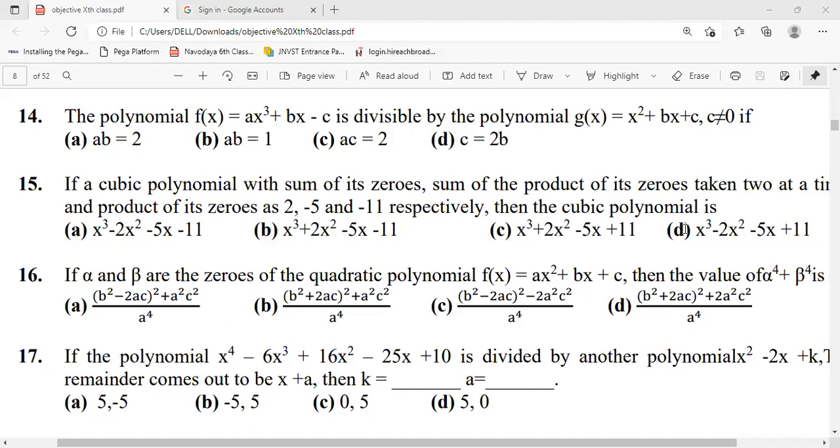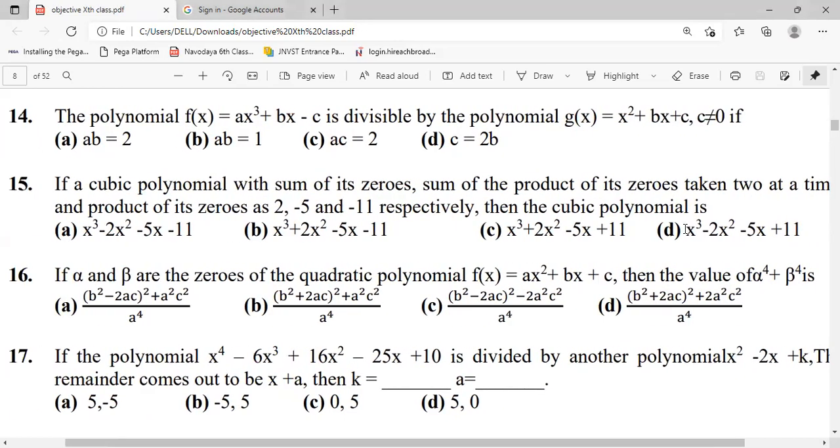Next, a cubic polynomial has 3 zeros. The sum of the zeros, the sum of the product of zeros taken two at a time, and the product of its zeros are 2, minus 5, minus 11. Very simple, basic question. Directly they have given all the values. Sum of the zeros means alpha plus beta plus gamma. This is the sum of the product of zeros: alpha beta, beta gamma, and gamma alpha. This is alpha beta gamma. They're just asking what is the cubic polynomial.